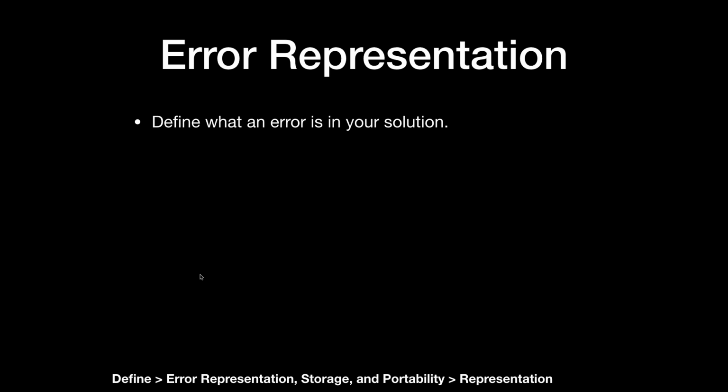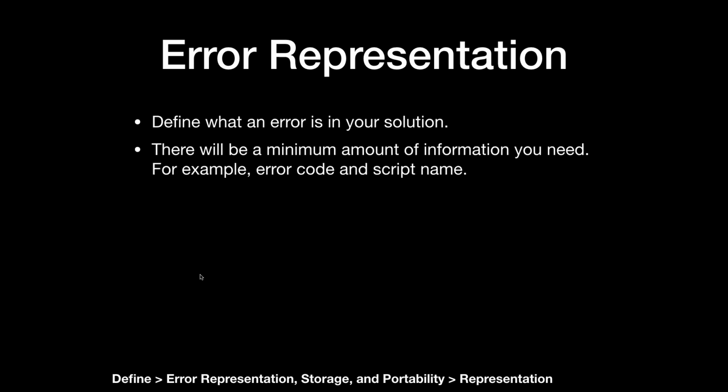So error representation really just means define what an error is in your solution. On the basic level, it's a code, right? It could be the number of the error code. That usually isn't enough, so you may want to add extra information. But it's completely up to you what is the minimum amount of information and what is the full amount you want. For example, you might say, all I need is the error code and the script name, and that represents an error to me, and I can use my discovery tools to look at it.